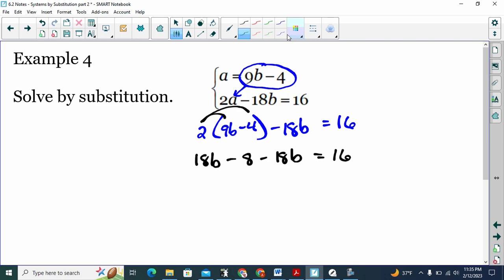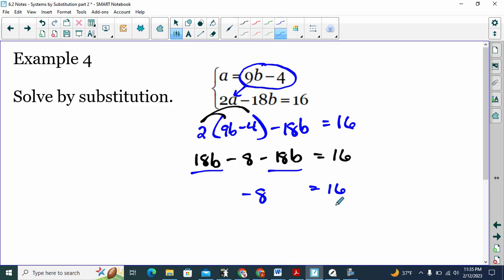And as I mentioned earlier, these problems turn out a little bit different this time. This doesn't happen often, but notice 18b minus 18b. I don't have any b's left. Those cancel out. I just get negative 8 equals 16.